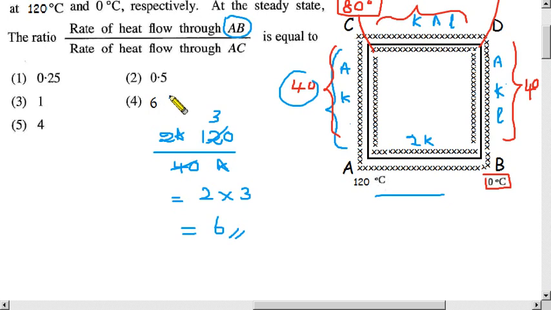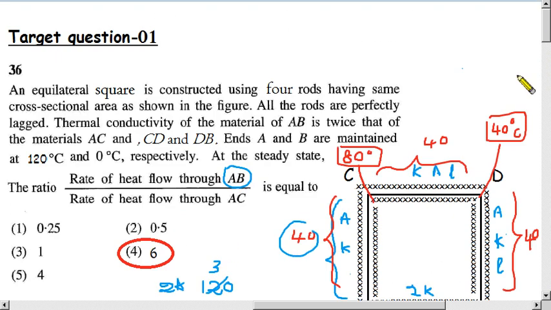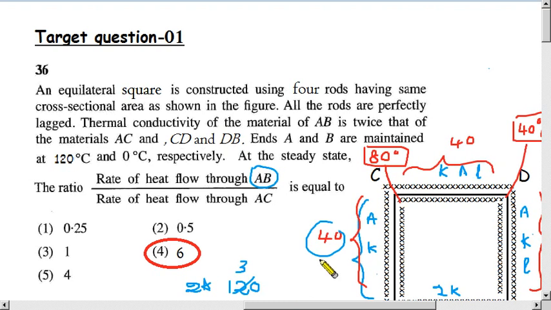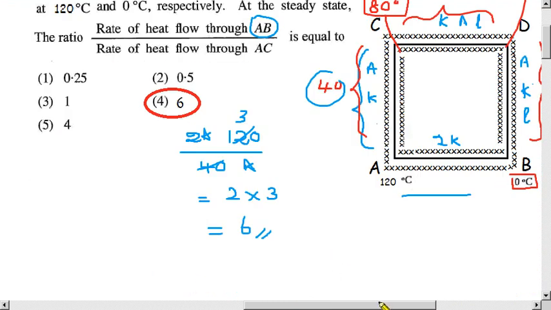So children, this one is the answer. Then you can be happy if you have solved the problem correctly. That means you have understood. So children, I think you are happy because I did even this target question. You are happy, don't you?